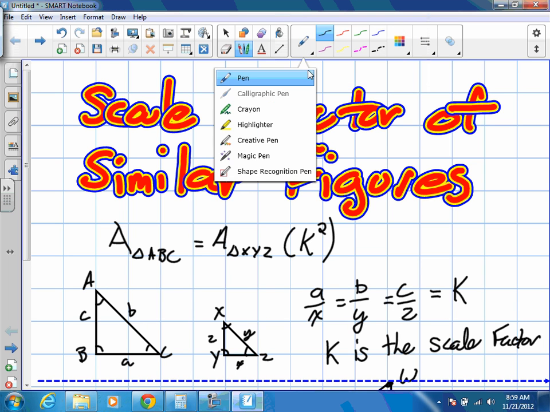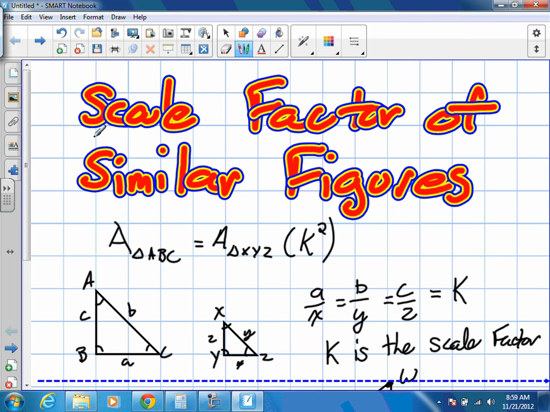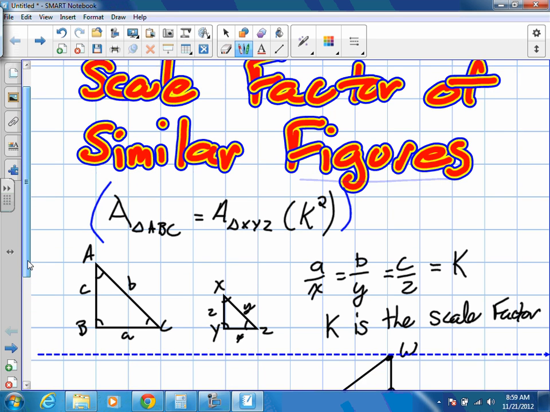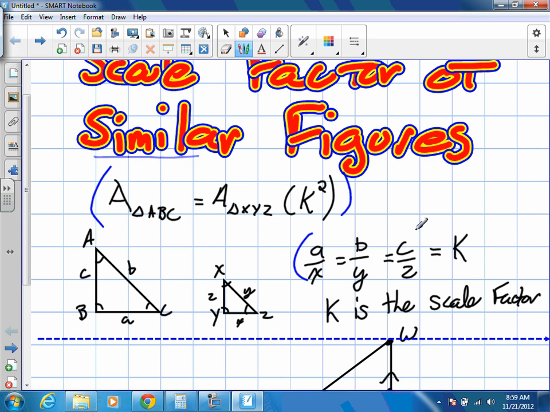Okay, we're going to be going over the scale factor today. Scale factor of similar figures. We went over similar triangles yesterday, and today again we're going to focus on triangles. There's a little formula here. We're going to talk about that second. Shouldn't have put it at the top, but I just want to refresh your memories with this.